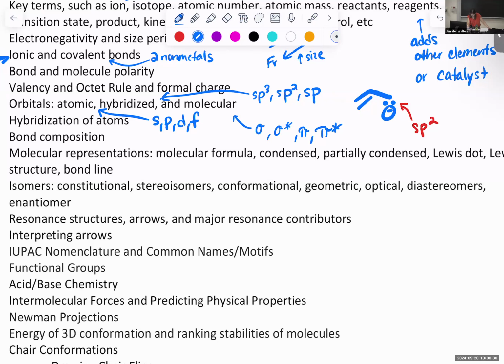For our isomers, the constitutional, that is where you have the different connectivity.